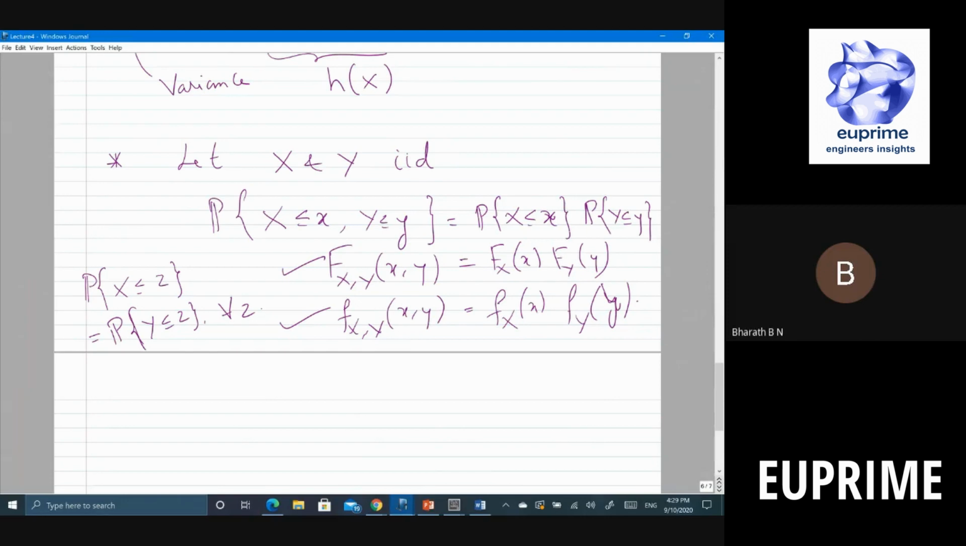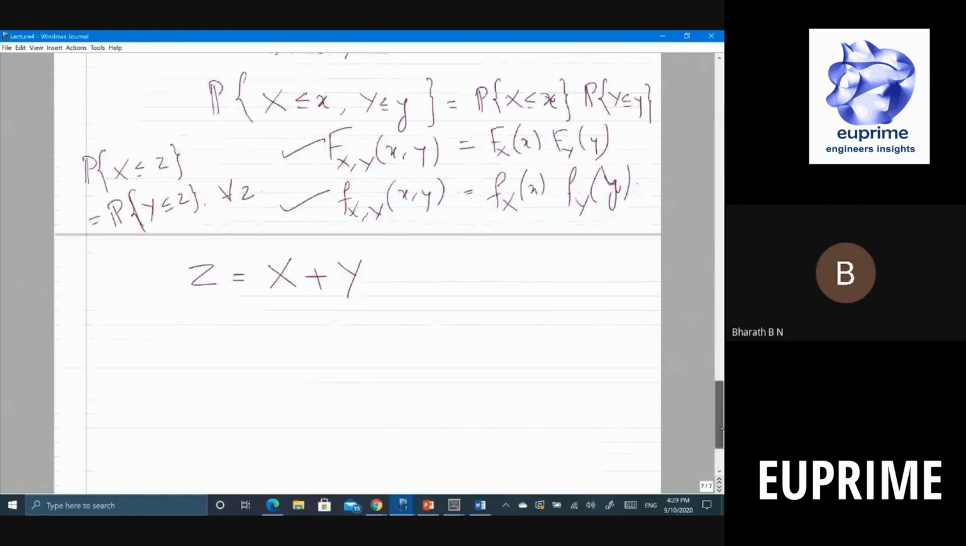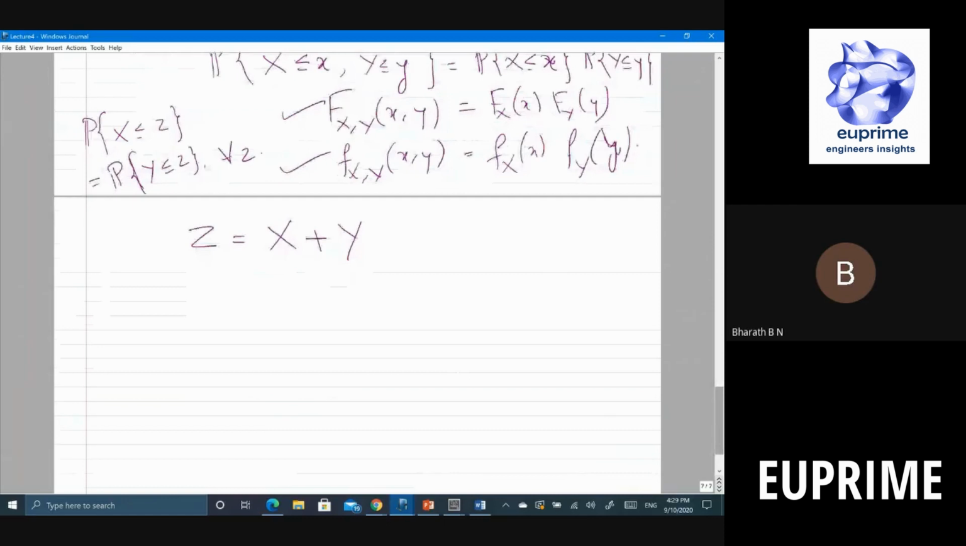The distributions match. They have the same distributions. So they are called IID. Now let's define Z equal to X plus Y. What do you think is the distribution of Z? Can somebody tell me? Convolution.